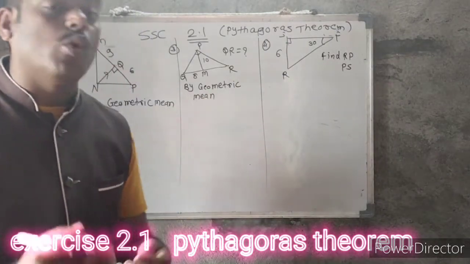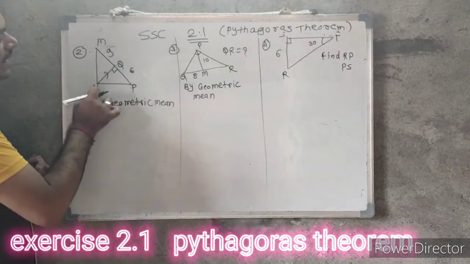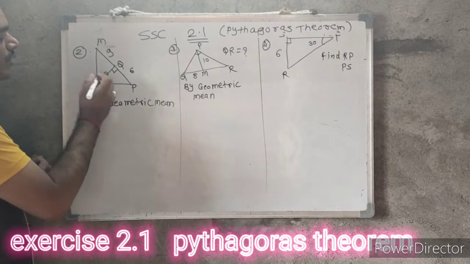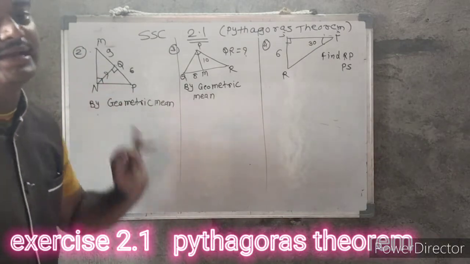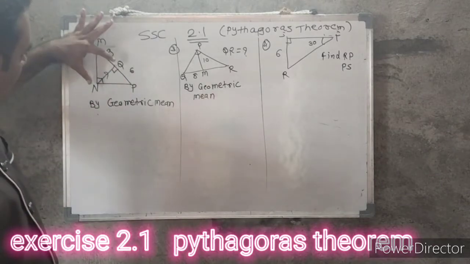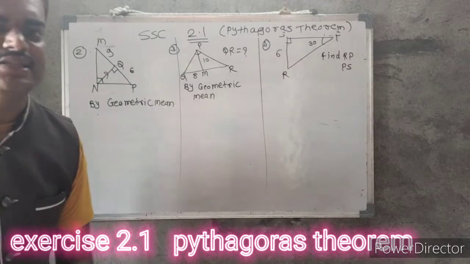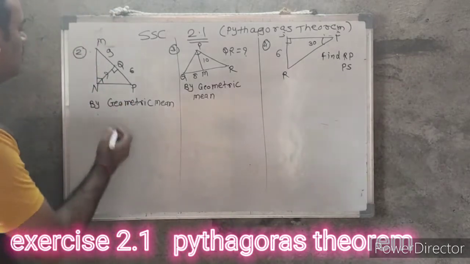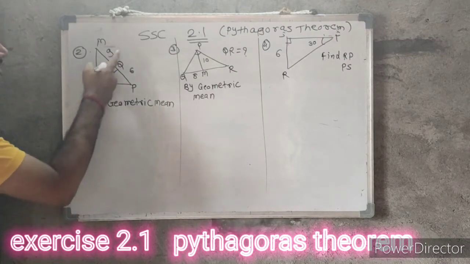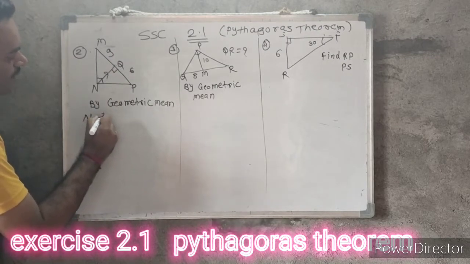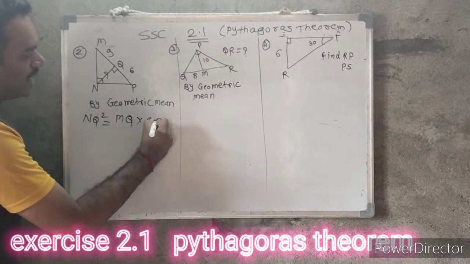The question number 2 and question number 3 are totally related with the geometric mean. What is meant by the geometric mean? Geometric mean says that NQ, that is the perpendicular drawn from the vertex where the 90-degree angle is, that perpendicular squared is equal to NQ into QP. That is the simple geometric mean. I will write here: look, NQ is the perpendicular, the middle line you can see, NQ. So NQ squared is equal to MQ into QP.